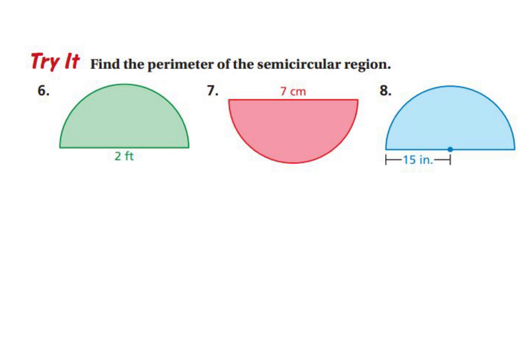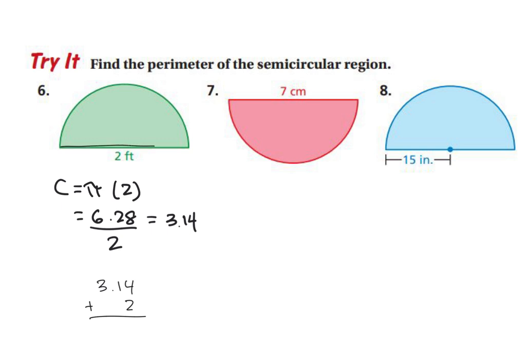So for this first one, we'll take pi times diameter. So 3.14 times 2 is going to be 6.28. We don't have the full circle, right? We only have half. So we're going to divide this by 2, which is 3.14. And then we're going to add 3.14 plus 2 to get 5.14 feet.